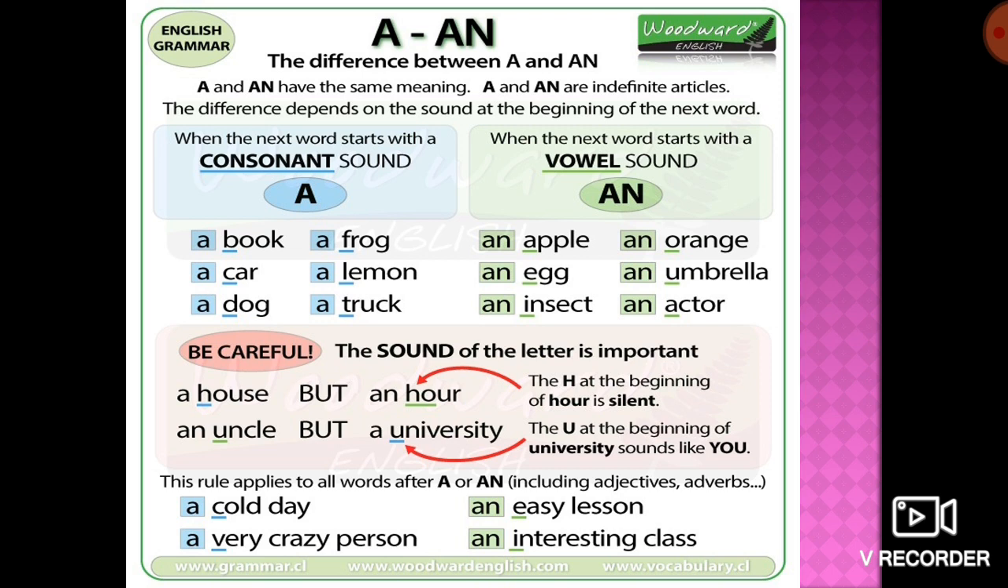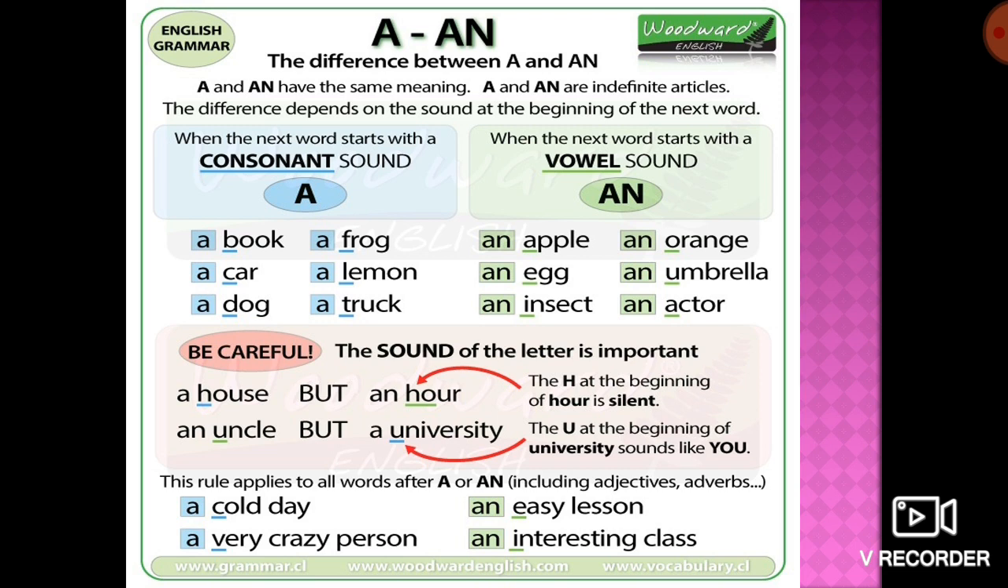In the second example, we have the words an uncle but a university. Both the words begin with U, but the sounds of both are different. How? An uncle, the sound is a vowel sound. University, here U sounds like Y-O-U, year. That's why with university we have used a and with uncle we have used an.